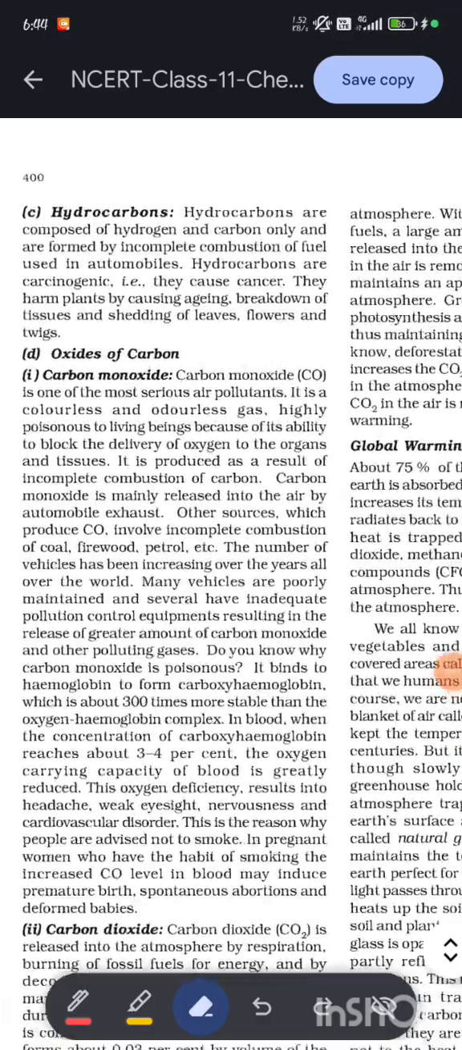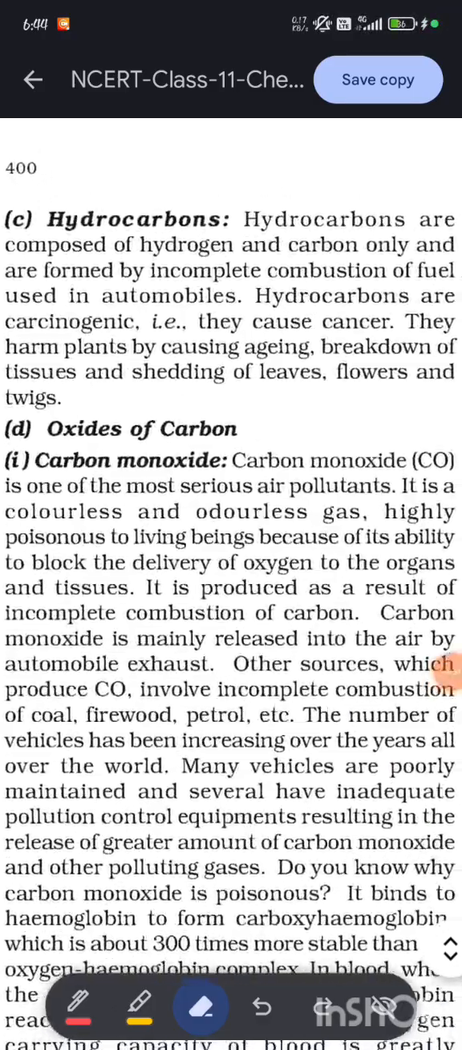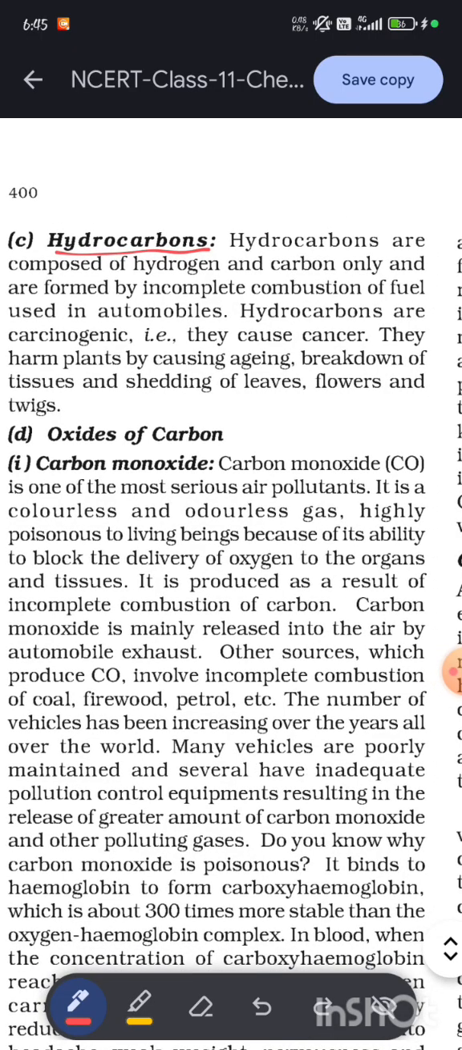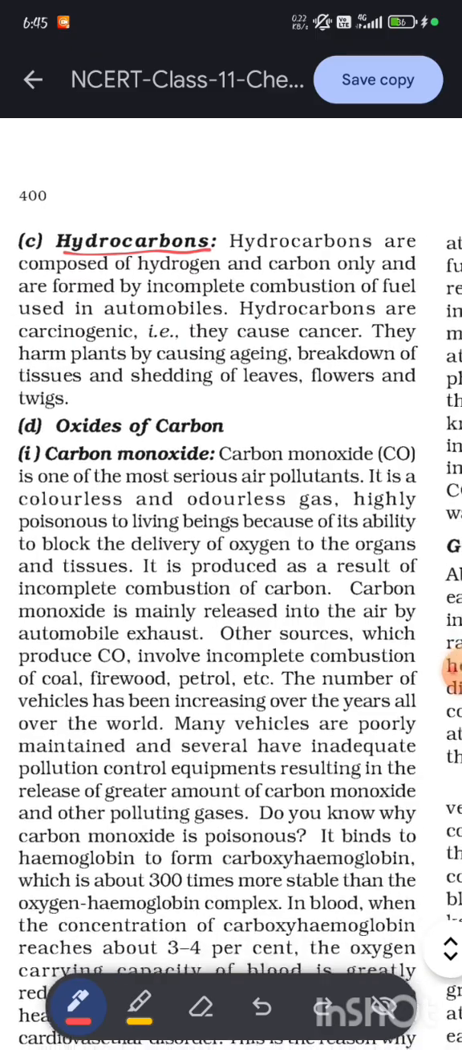Then C part, hydrocarbons. Hydrocarbons are composed of hydrogen and carbon only and are formed by incomplete combustion of fuels used in automobiles. Hydrocarbons are carcinogenic, that is, they cause cancer. They harm plants by causing aging, breakdown of tissues, and shedding of leaves, flowers, and twigs.